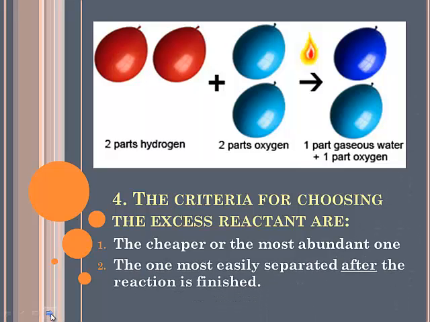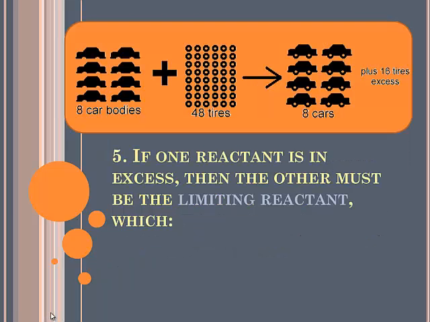Also, we want to consider which one will be the easiest to get rid of after the reaction is done. So if I have a reaction between a solid and a liquid, and my product is a solid, it makes sense to have the liquid in excess so that I can simply filter my product after the reaction is done. Now, if one reactant is in excess, then the other one we call limiting.